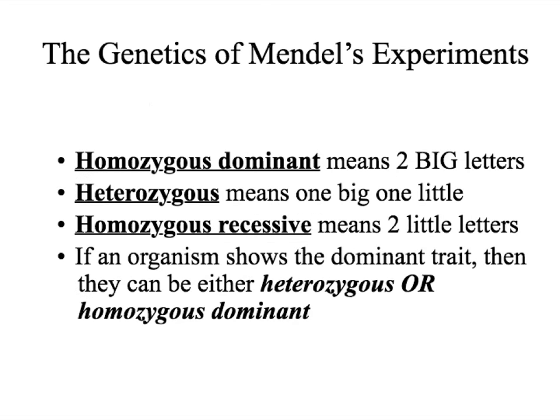Okay, homozygous dominant, two big letters. Heterozygous is going to be different, so it's going to be one capital and one lowercase letter. And homozygous recessive means that there's two lowercase or two little letters. If an organism shows the dominant trait, it can be either heterozygous because it has a dominant allele, or homozygous dominant because it has two dominant alleles. The only time you'll see the recessive is if it's homozygous recessive.